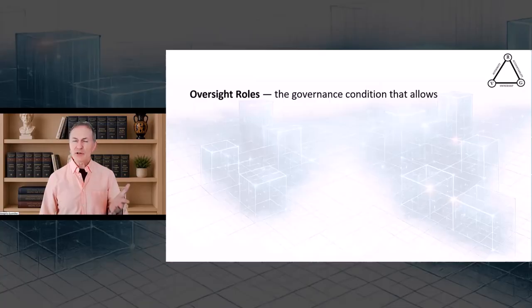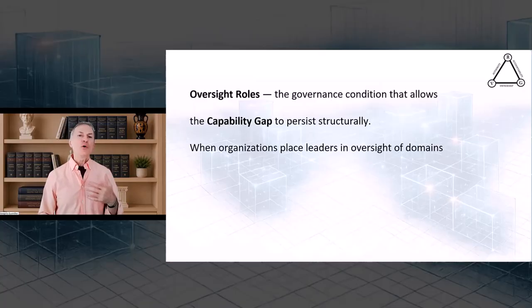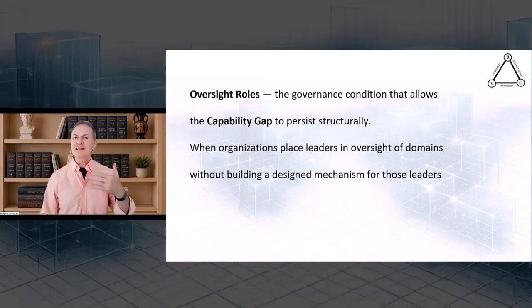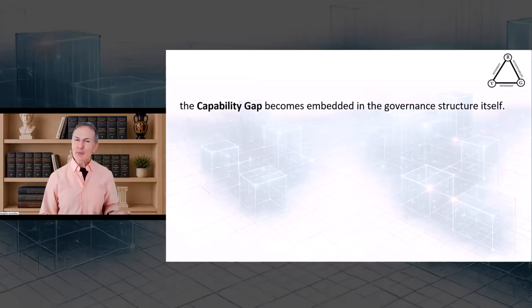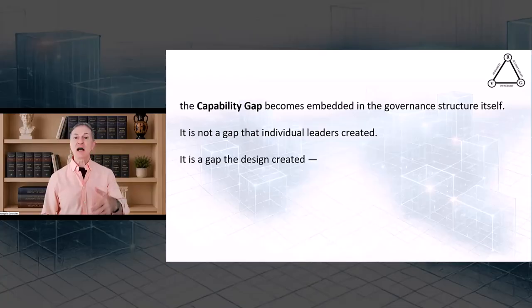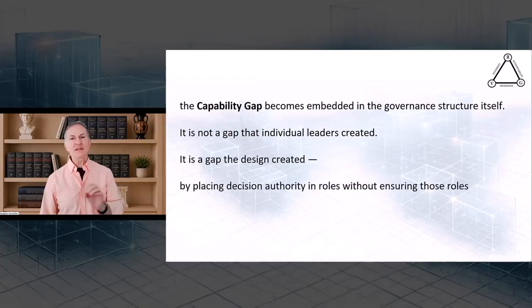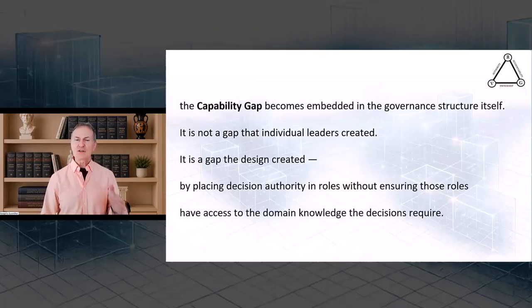Oversight rules, the governance condition that allows the capability gap to persist structurally. When organizations place leaders in oversight of domains without building a designed mechanism for those leaders to develop sufficient domain knowledge to read what they are overseeing, the capability gap becomes embedded in the governance structure itself. It is not a gap that individual leaders created. It is a gap the design created by placing decision authority in roles without ensuring those roles have access to the domain knowledge the decisions require.